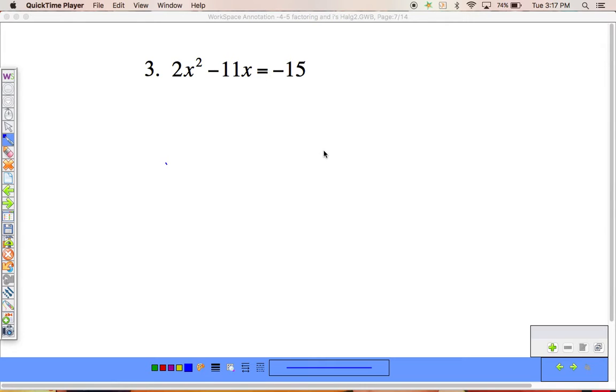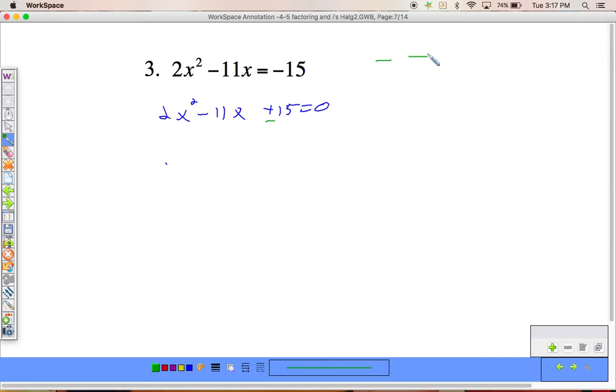Alright, to solve a quadratic by factoring, we need to make sure that we get everything on one side and set it equal to 0. Then we need to factor. Looking at this problem, my last term's positive and my middle sign's negative. Last term's positive, we're going to use the sign in the middle, so I'm going to pick two negative signs. All right, the next thing I can do, because I have a leading coefficient, I need to multiply 2 times 15.